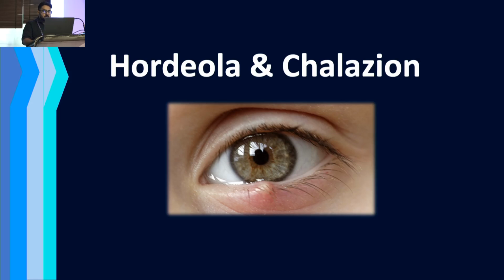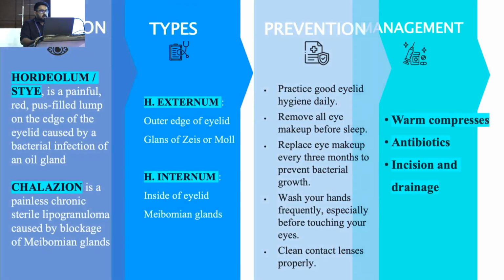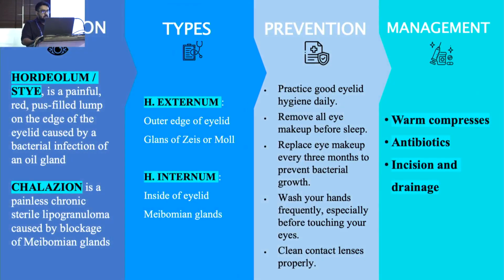Next, going into hordeolum and chalazion. I'm not elaborating. Hordeolum, the easiest way to remember from the PG days, we've been reminded: hordeolum is an infectious condition. It's a pus-filled lump. Chalazion is a sterile lipogranuloma. So the management should also replicate the same. Hordeolum externum is at the outer edge of the eyelid, involving glands of Zeis or Moll. Internum is inside of the eyelid, involving the meibomian glands.